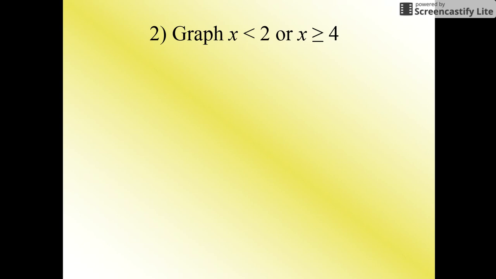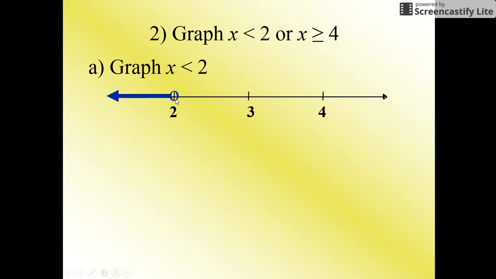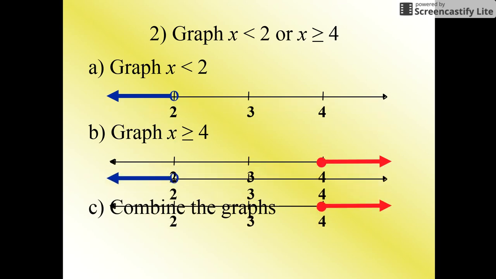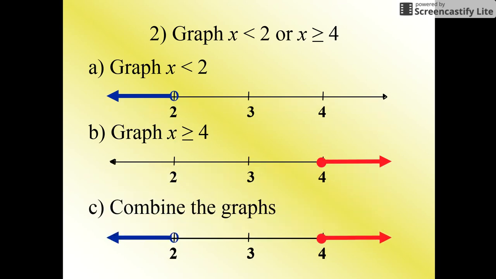Now we're going to graph an or statement. Graph x is less than 2 or x is greater than or equal to 4. The graph of x less than 2 has an open circle at 2 and we shade to the left. The graph for x is greater than or equal to 4 is a closed circle at 4 and we shade everything to the right. When we combine the graphs, we take all of the solutions for the first one, all of the solutions for the second one, and put them together.